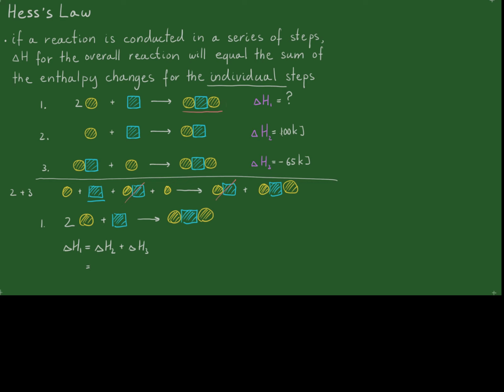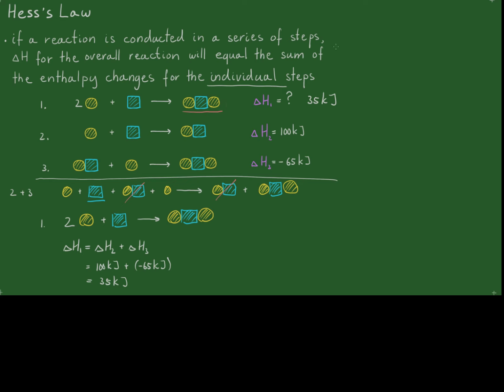So delta H for reaction 2 was 100 kilojoules. And delta H for reaction 3 was minus 65 kilojoules. And if we add them together, we'll get 35 kilojoules if my mathematics serves me right. So that is the delta H for reaction 1. So what have we done? We've added reactions 2 and 3. And so we have also added the enthalpy changes for reactions 2 and 3 to figure out the enthalpy change for reaction 1. Okay, this might have been a little bit abstract.